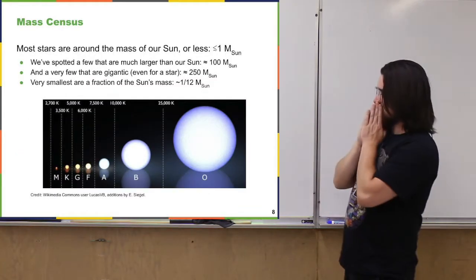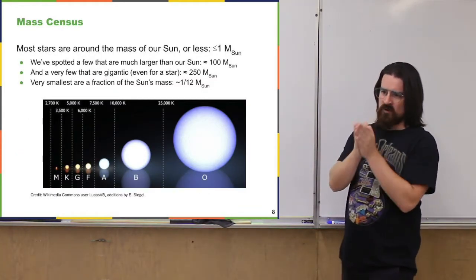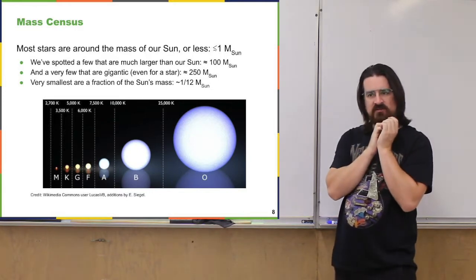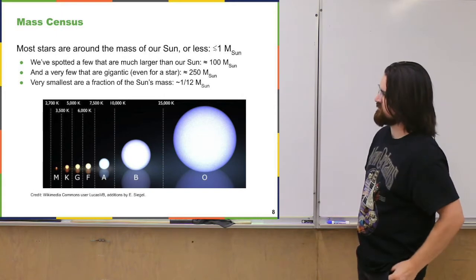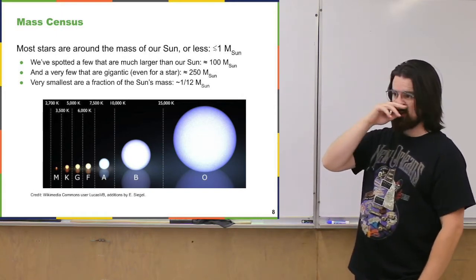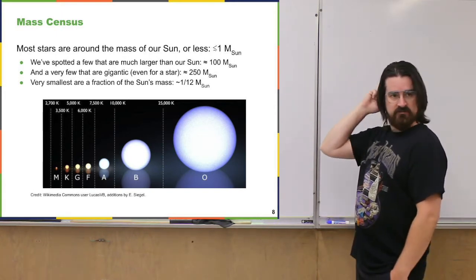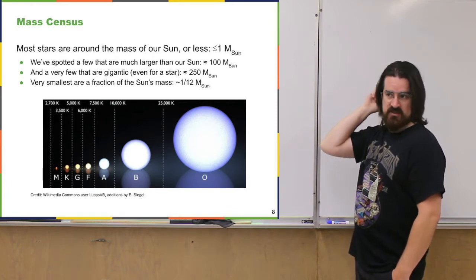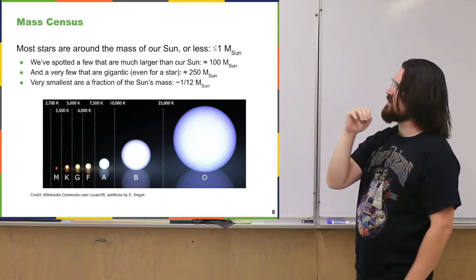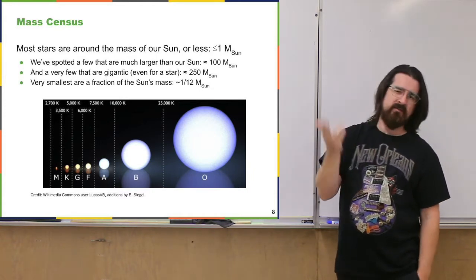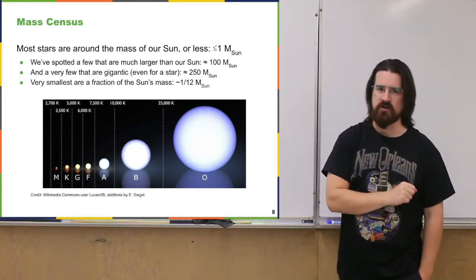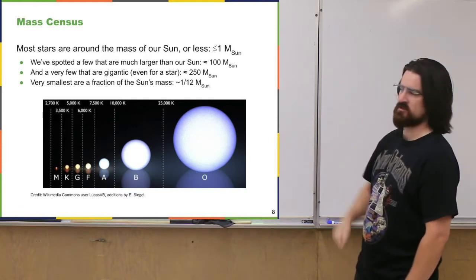Back to mass, right? That was just one example of a way that we measure the mass of stars. So here's our census of the masses of stars. Look around, we do a count of all the masses of all the stars that we can see, get a relatively even sampling. Turns out that most stars are either around the mass of our sun or smaller, right? 1 solar mass or less.